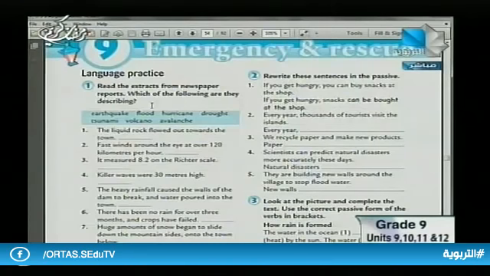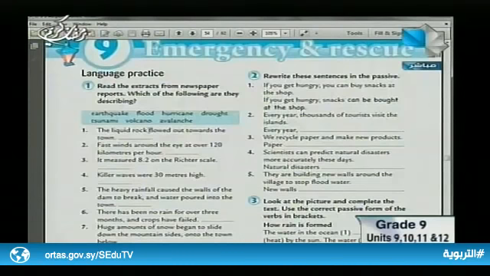We have exercise 1 at page 52. Read the extracts from newspaper reports. Which of the following are they describing? Forget about this. Let's fill in the spaces. We have some words in the books: earthquake, flood, hurricane, drought, tsunami, volcano, avalanche. Right? Let's do the first one.